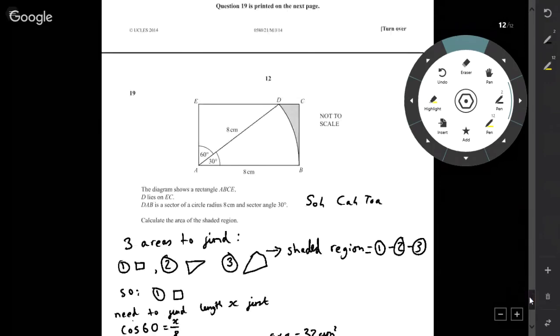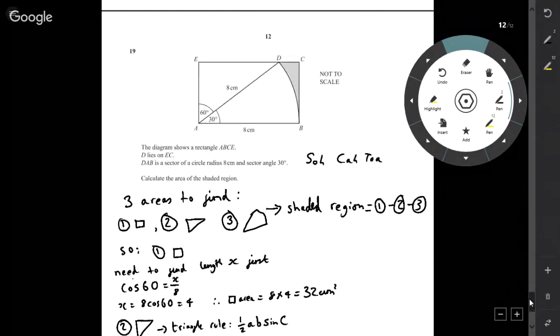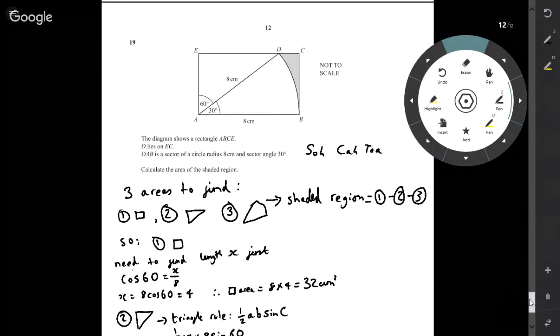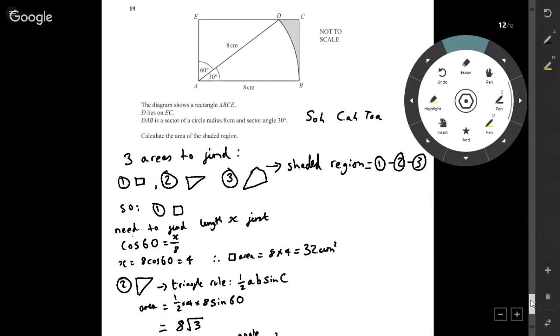Question 19 is another big question. This is a SOHCAHTOA question. Again, you need to know that, and you also need to know how to use it. So this question here, we want to find this shaded sector. In order to do this, the best way is to find the total area of the rectangle, the area of this triangle here, and this sector area here. And then to find the shaded region, we do the whole rectangle minus the triangle minus the sector.